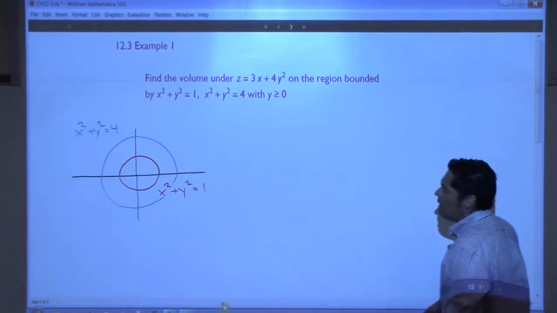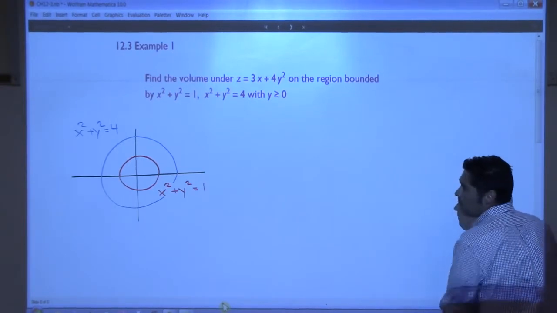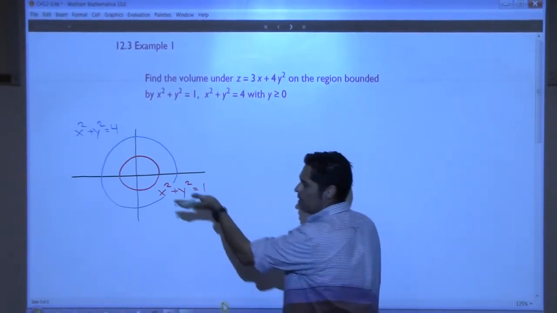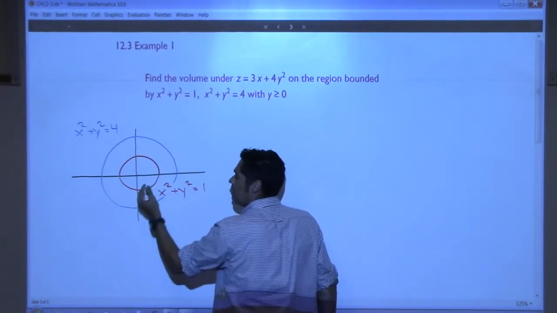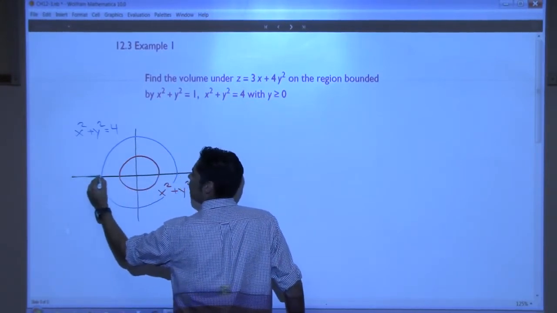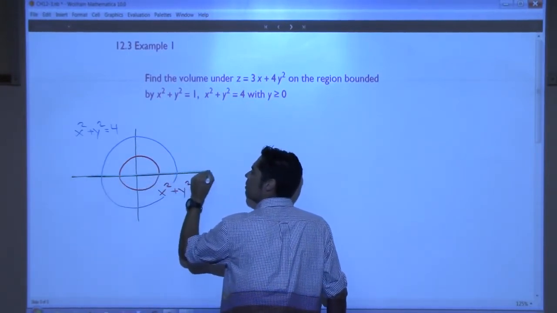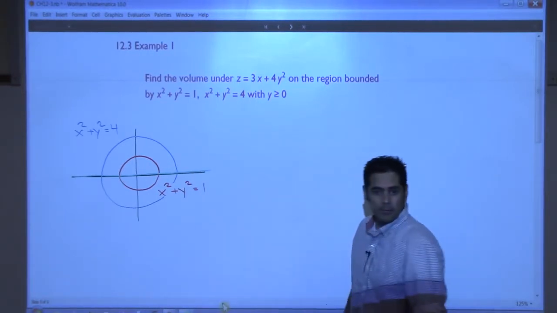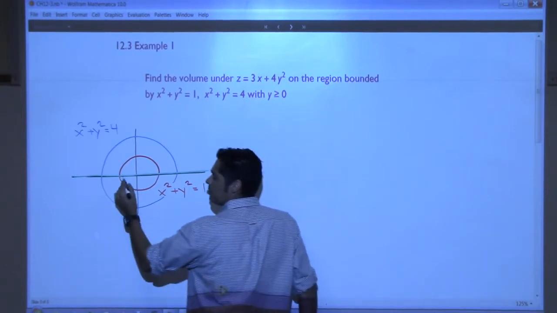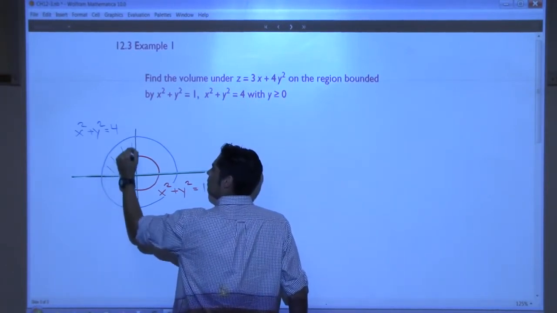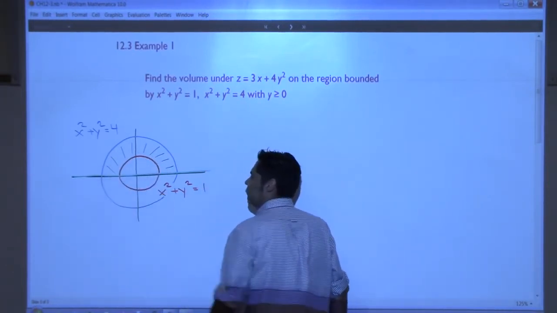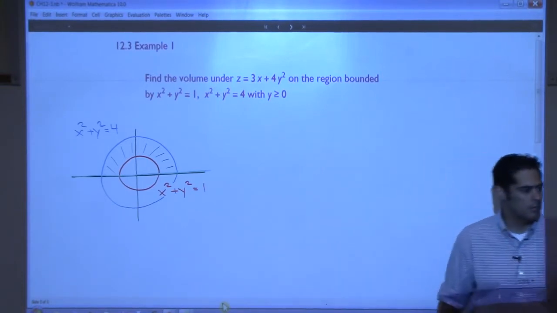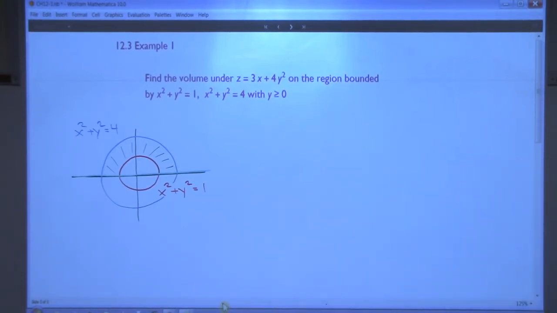And finally, y must be greater than or equal to 0, which means that we're only looking above the x-axis, right? So everything above this x-axis. So do y'all see the region we're talking about? Yeah, bounded by all three. That's it right there.